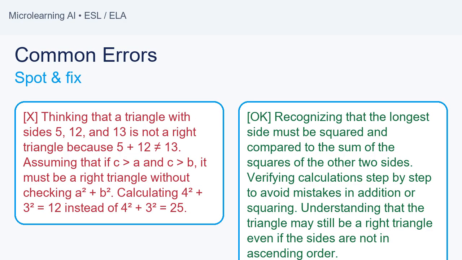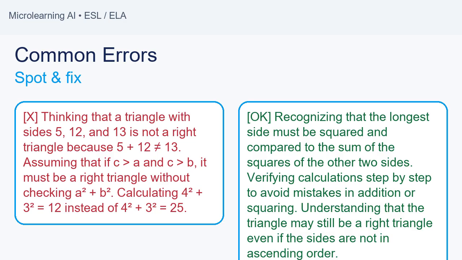Common mistakes include thinking that a triangle with sides 5, 12, and 13 is not a right triangle because 5 plus 12 isn't equal to 13. Assuming that if c is greater than a and c is greater than b, it must be a right triangle without checking a squared plus b squared. Calculating 4 squared plus 3 squared equals 12 instead of 4 squared plus 3 squared equals 25.